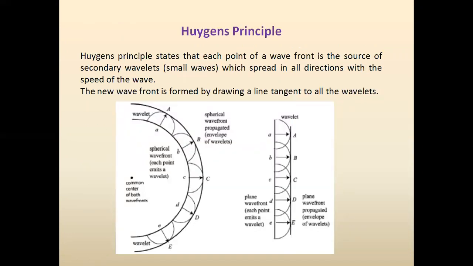Then we come to Huygens principle. Huygens principle states that each point of a wavefront is the source of secondary wavelets, or small wavelets, shown in the picture, which spread in all directions with the speed of the wave. The new wavefront is formed by drawing a line tangent to all the wavelets. So, these are the wavelets. This is the first wavefront, and then the second wavefront.